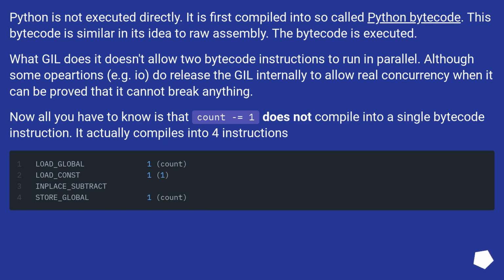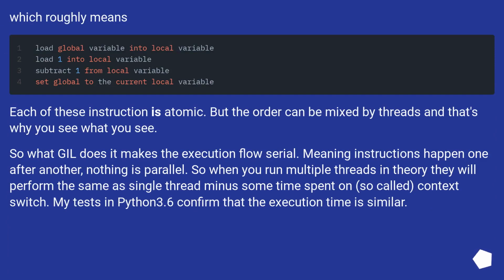Now all you have to know is that count -= 1 does not compile into a single bytecode instruction. It actually compiles into 4 instructions. Which roughly means each of these instructions is atomic, but the order can be mixed by threads, and that's why you see what you see.